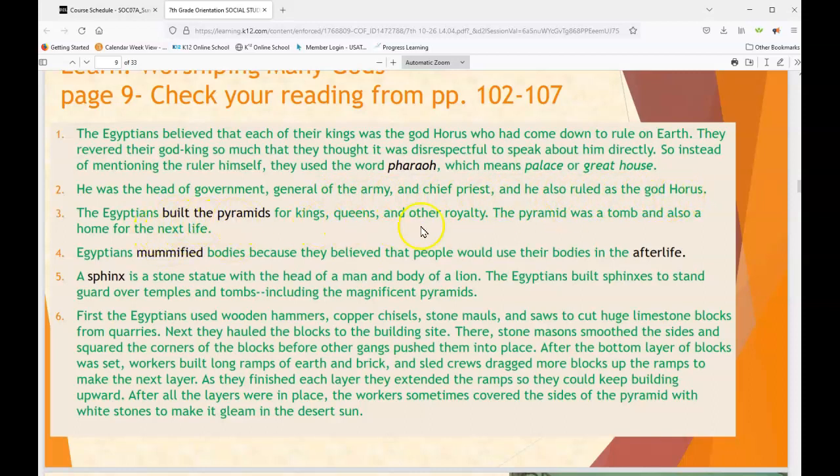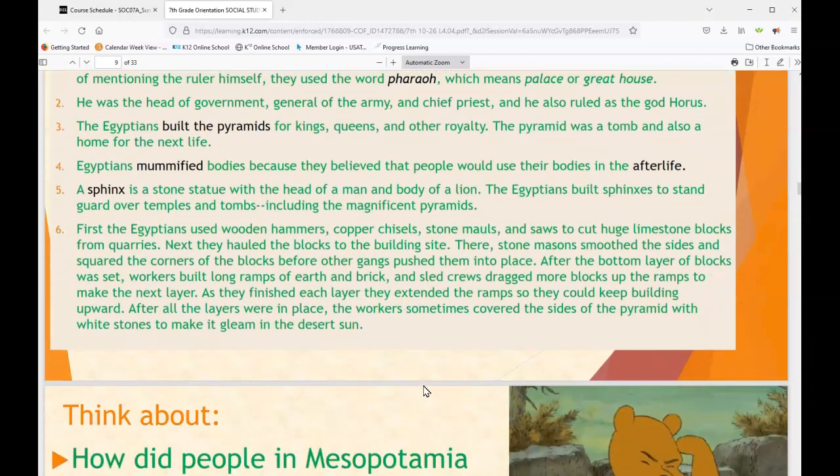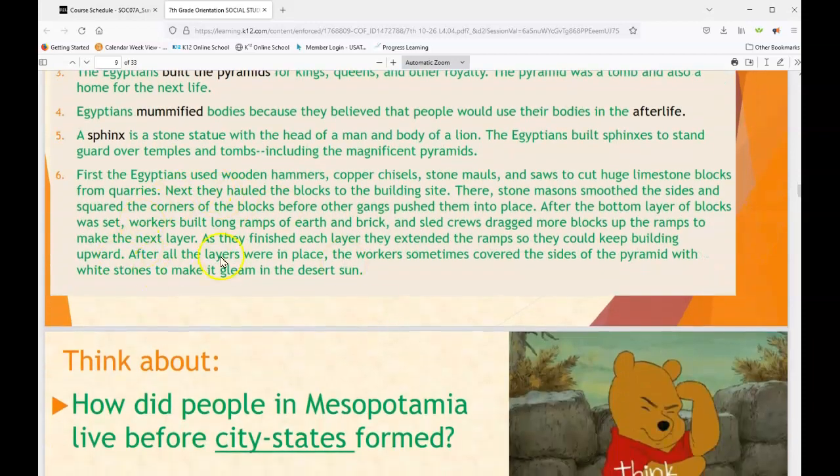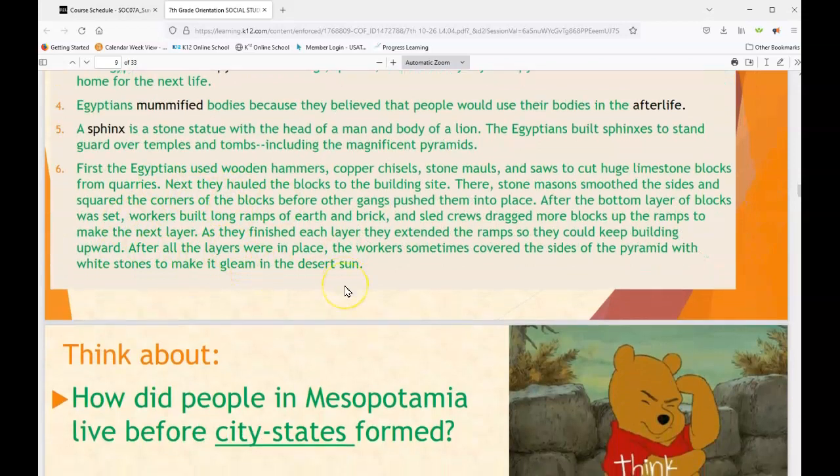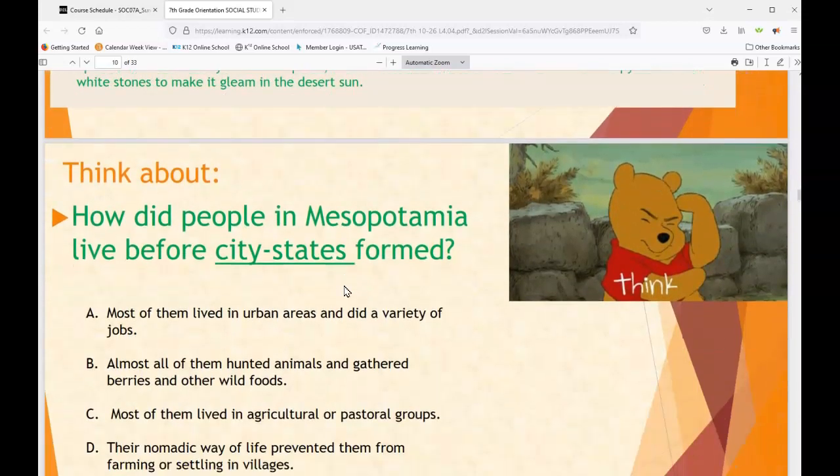They built the pyramids for the kings and queens and other royalty, and it was a tomb and also a home for their next life. They mummified their bodies because they thought they would use their bodies in the afterlife. And the Sphinx is a stone statue, head of a man, body of a lion. They used that to stand guard over the temples and tombs, the magnificent pyramids. And then this is how they built those pyramids, which was just an amazing feat.